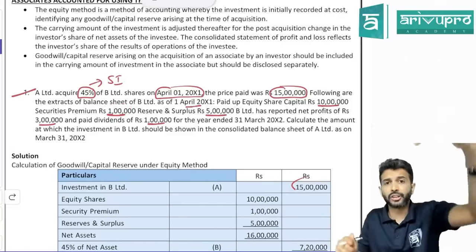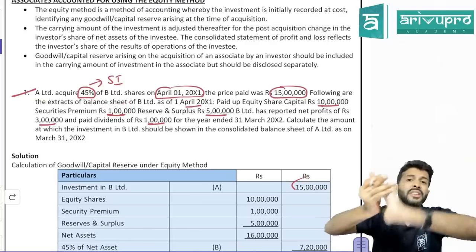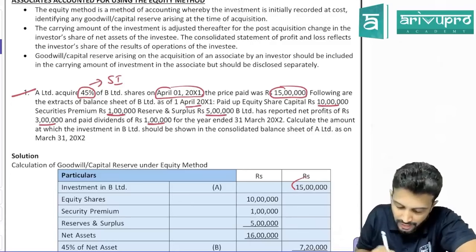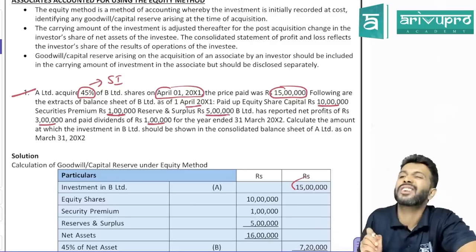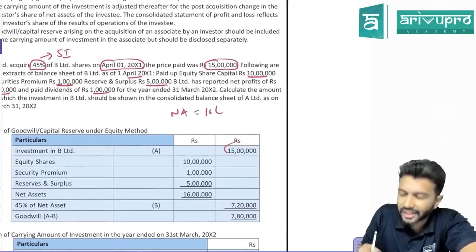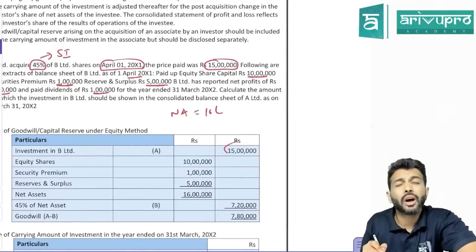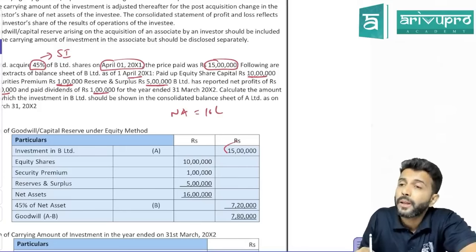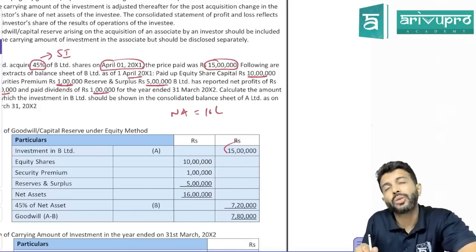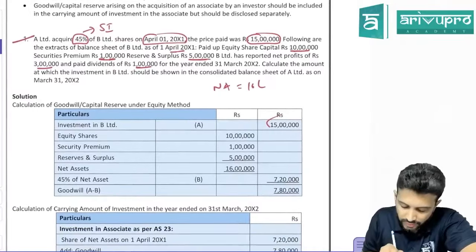Say all reserves and surplus. It could be revaluation reserve, security premium, capital reserve, general reserve, P&L, whatever. Every reserve and surplus will be taken. So 10 lakh plus 1, 11. 11 plus 5, 16. So what is your net assets? Net assets is basically 16 lakhs. This is net assets to the extent of 100%. Yes or no? No. Does the investor own 100% or only 45%?